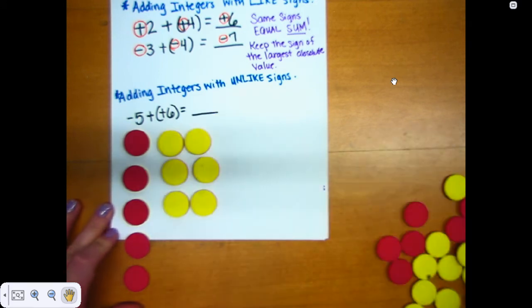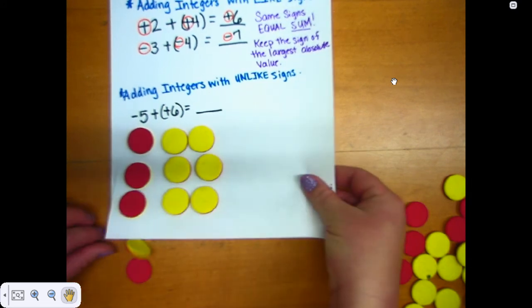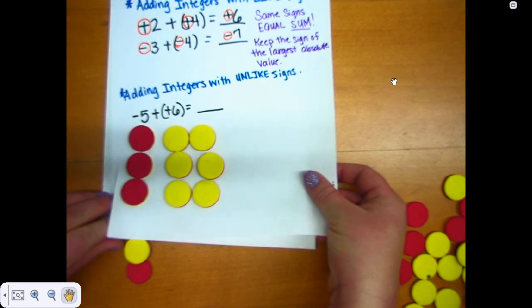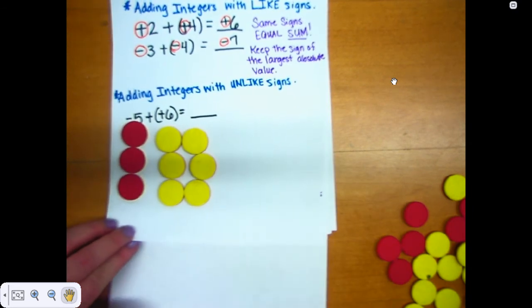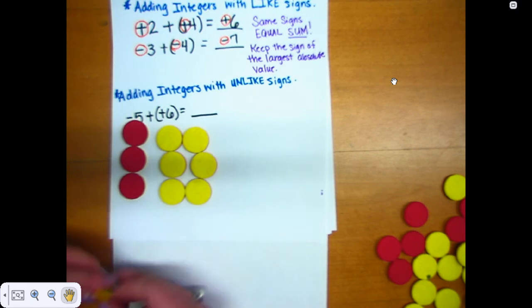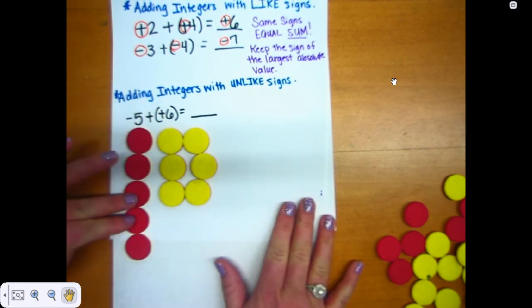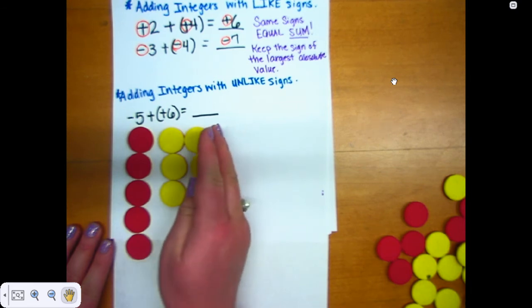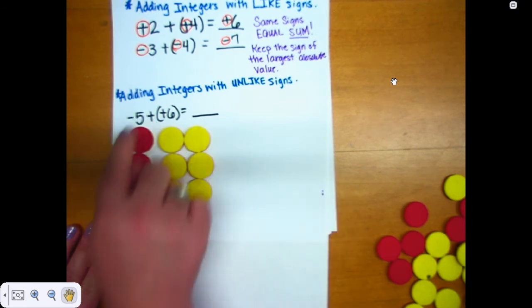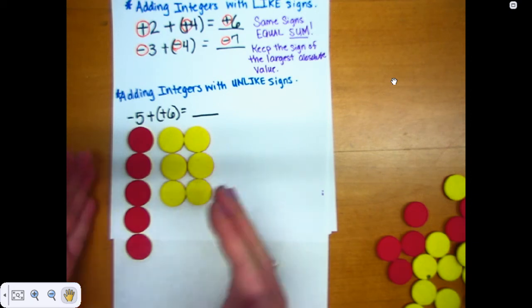Okay, what's the first thing we do? Let me move a piece of white paper under here so it's easier to see on the screen. Check your model. 2, 4, 5, they're red, that's -5. 2, 4, 6, they're yellow, that's +6, and I am adding, so I should model both numbers. Okay? So my model's correct.